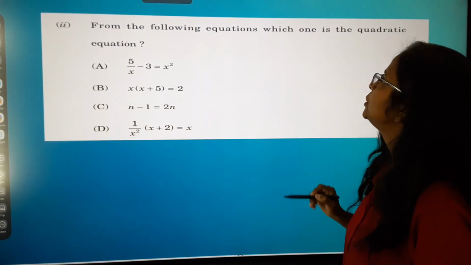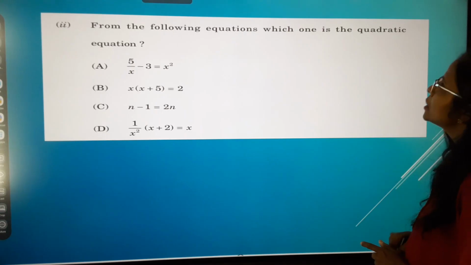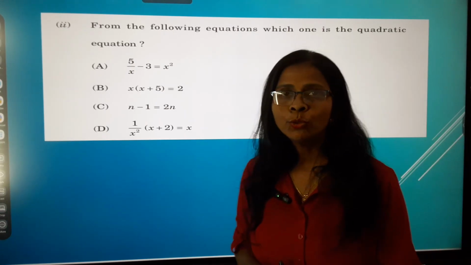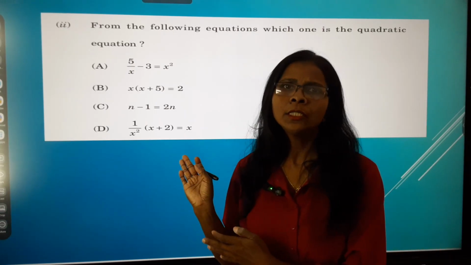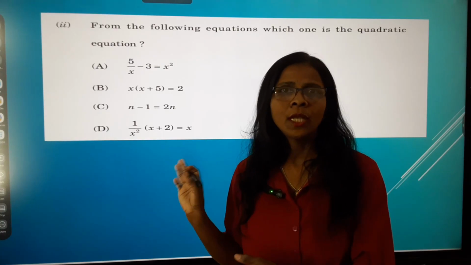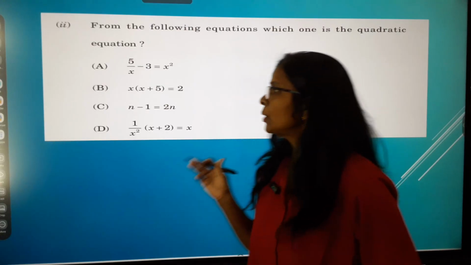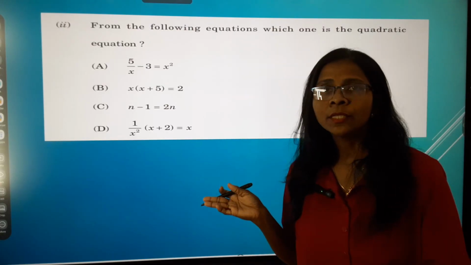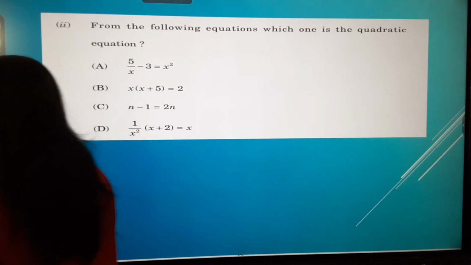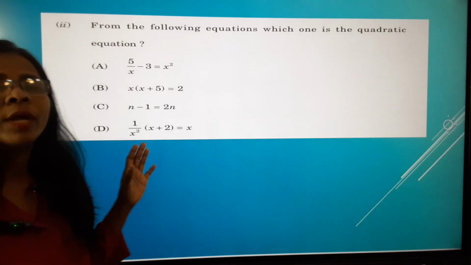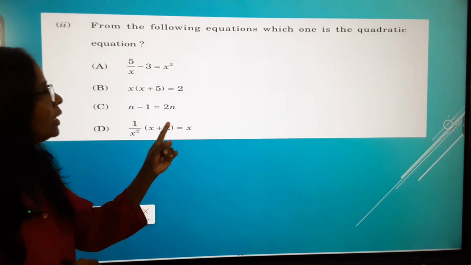From the following equations, which one is the quadratic equation? Yes students, this is a leak question. This question also appeared in March 2022. Such types of questions appear many times. So this is a leak question. Okay students, do it carefully.